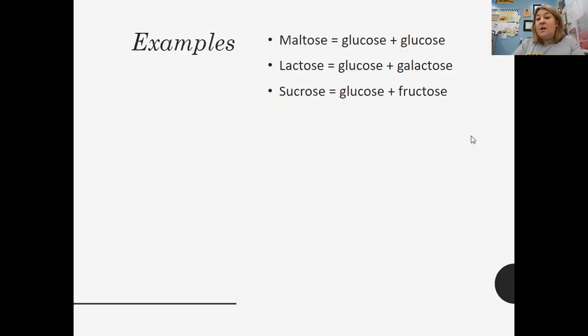So some examples: maltose, glucose and glucose; lactose, which is a milk sugar; and then sucrose. Where do we hear sucrose? That's table sugar, and that's glucose and fructose put together. So when you put sugar in your coffee or on your cereal, things like that, that's sucrose, table sugar.